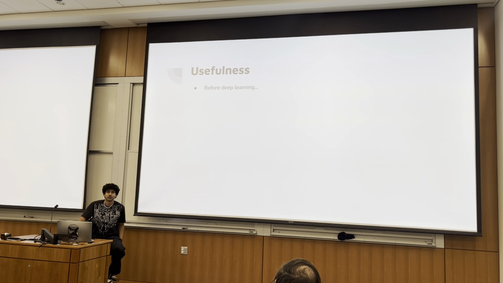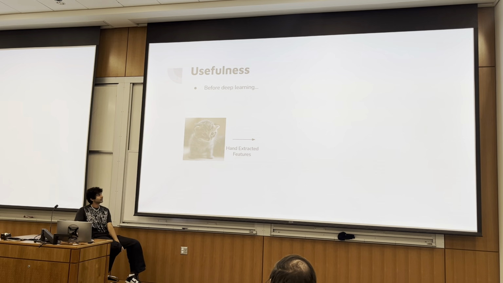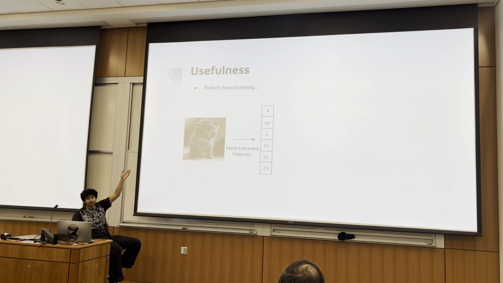Before deep learning, and this ties into the machine learning lecture we had last week, you would take an image and hand-extract some features from it. For example, 4 could be the number of legs, 0.5 could be weight or something. 1, I don't know, what does this have 1 of? 1 something, I don't know.